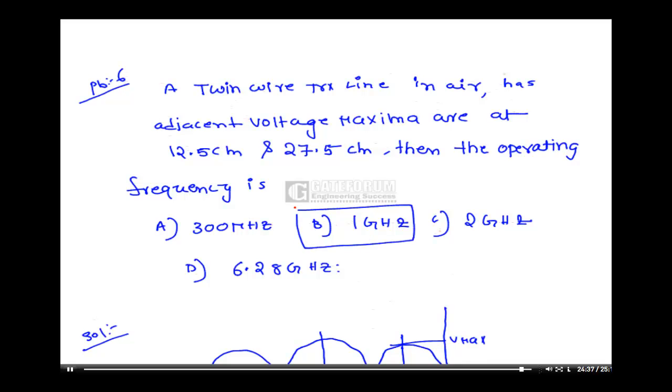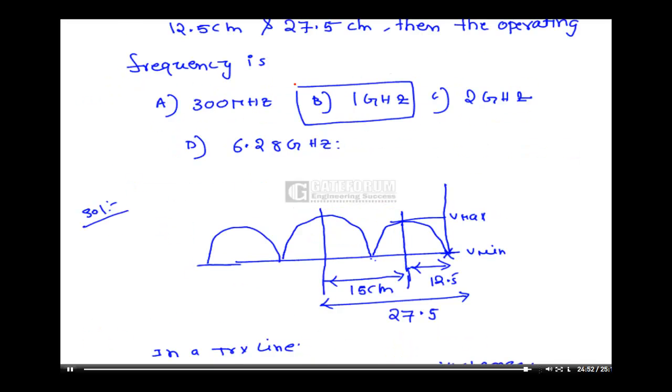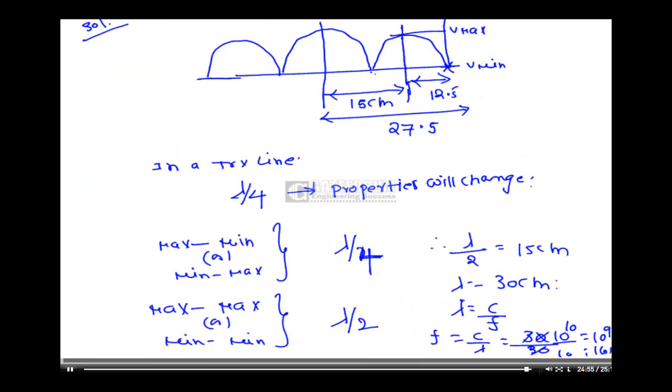B is the option. So here we discussed a small bit of theory also. The thing you have to keep in mind is the distance between maxima to minima is lambda by 4, and the distance between two successive maxima or two successive minima is lambda by 2, which is very interesting. Keep in mind these two things, which are very useful for solving problems. This is another kind of problem.